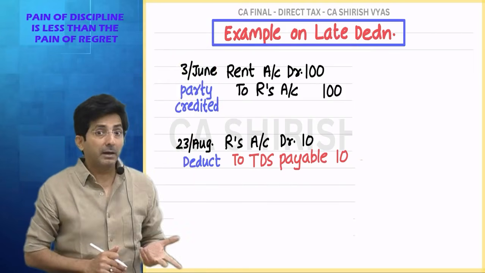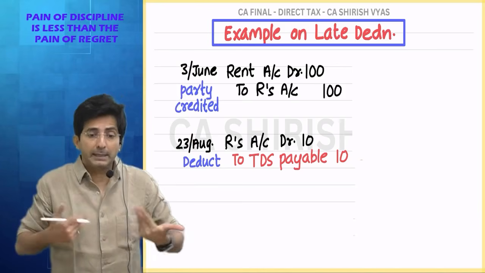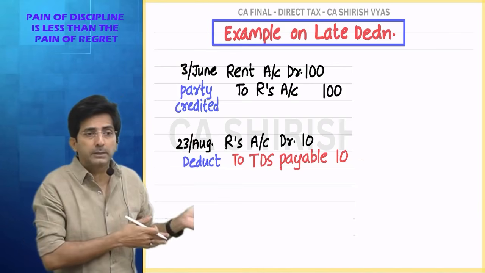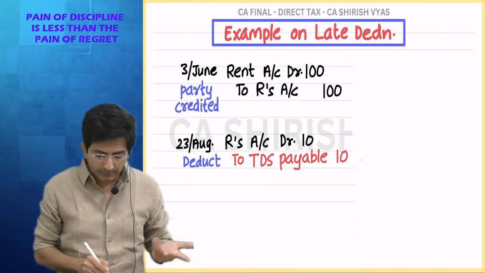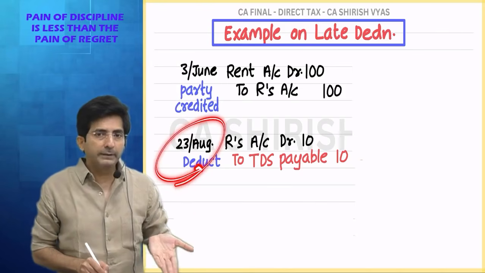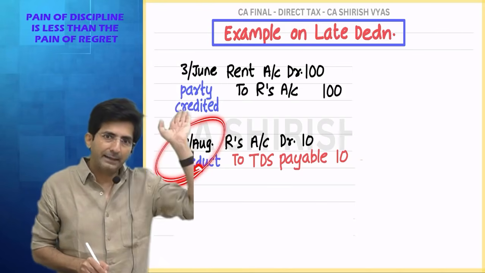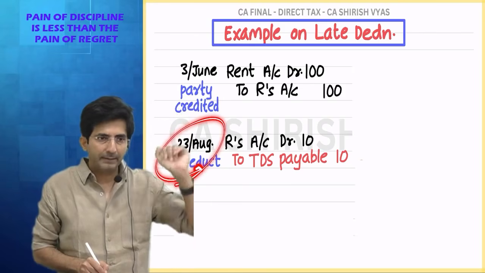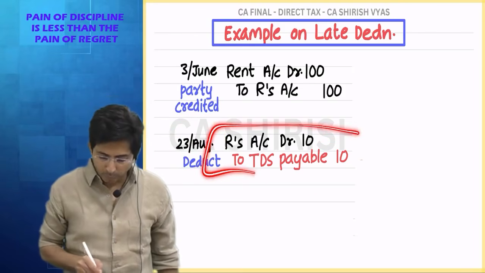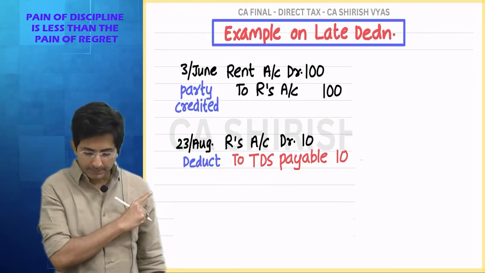But what happened in my case, it was my bad luck that the income tax officer suddenly gave a surprise visit in the month of August. And in front of them, I cannot make a backdated entry. Okay. So I will have to pass the entry like this. Are you understanding the entry?